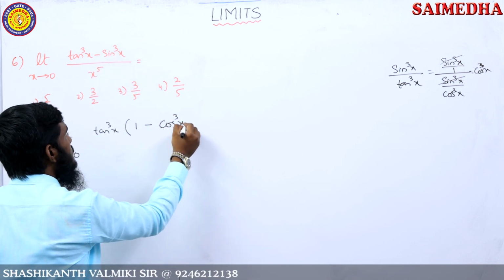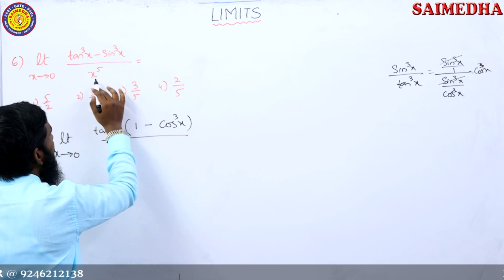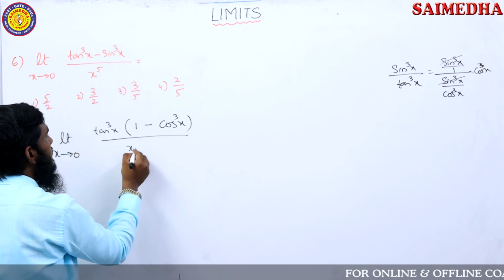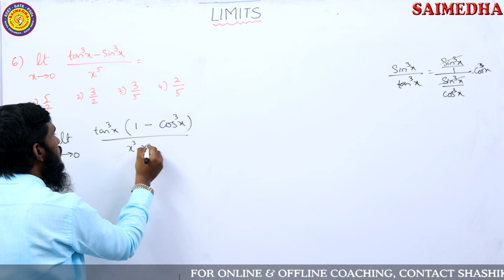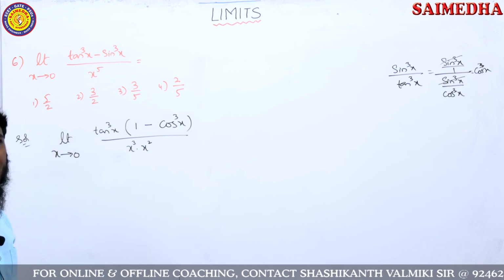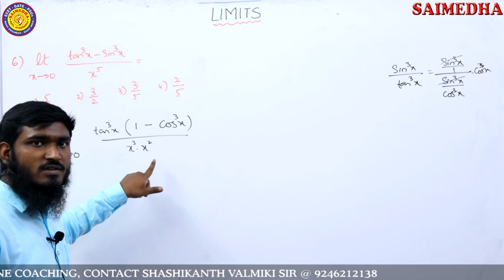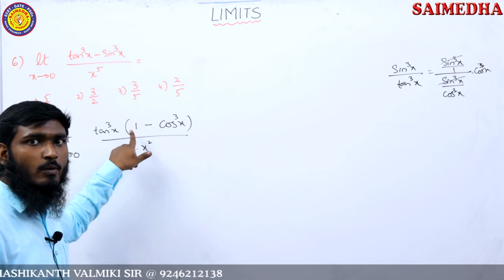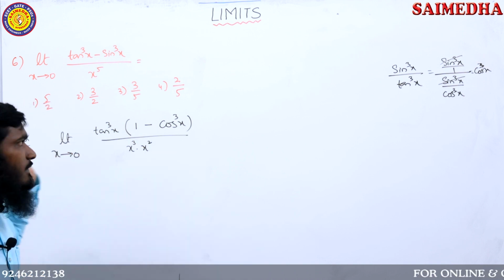So we have written cos cube x divided by, now this part x power 5 is there, we write it as x cube into x square. We have written it as x cube into x square, because the bases are the same in multiplication, so the powers should be added. Okay, so we have written this part.